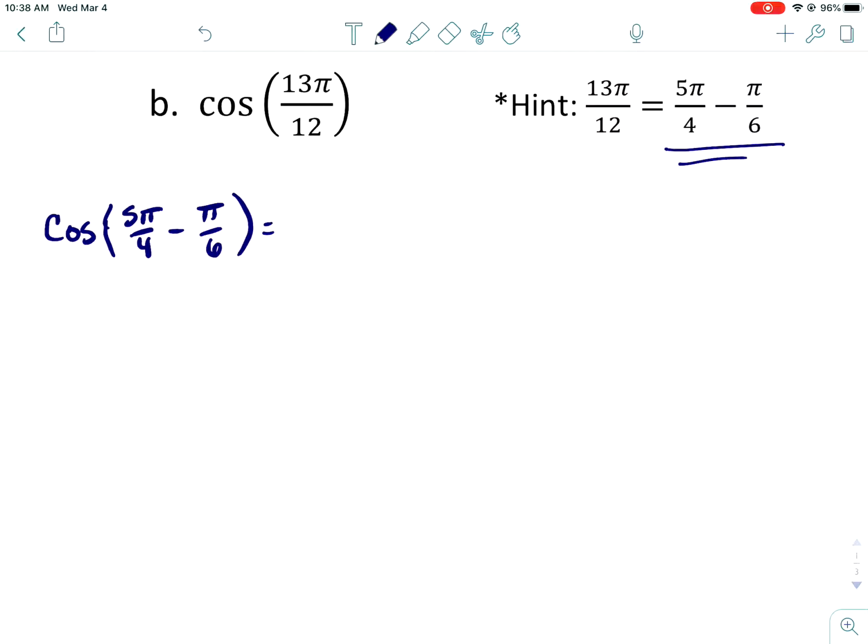All right, then we're going to look at our identity sheet. Which one does this one look like? Yes. So number 27, cosine of two angles that are subtracted. So we're going to have u be 5 pi over 4, and v be pi over 6. So we would just use the formula to write it out.